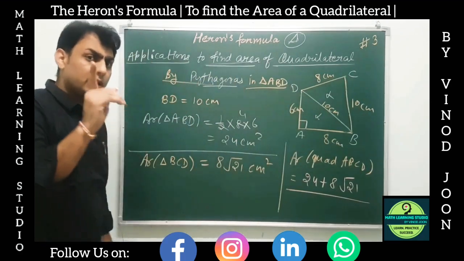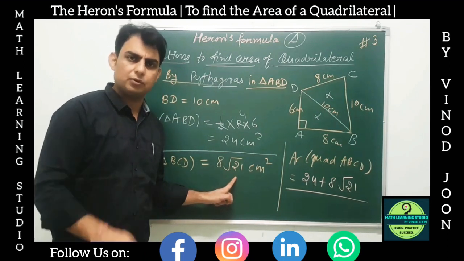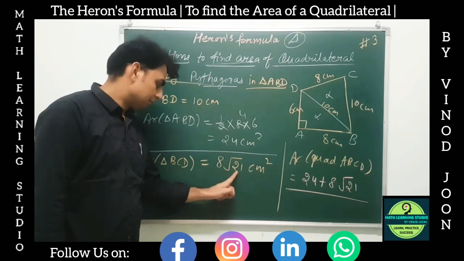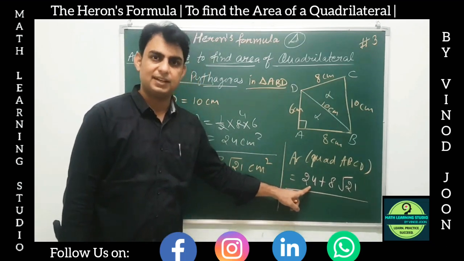We can leave it here. Again I say, if the value of root 21 is given in decimals, of course, we can put that value, multiply with 8, and then add with 24. That's it.